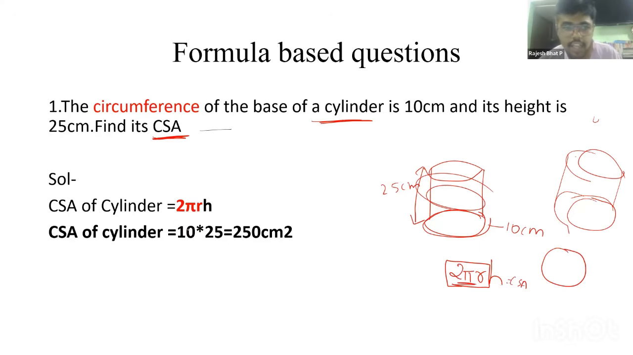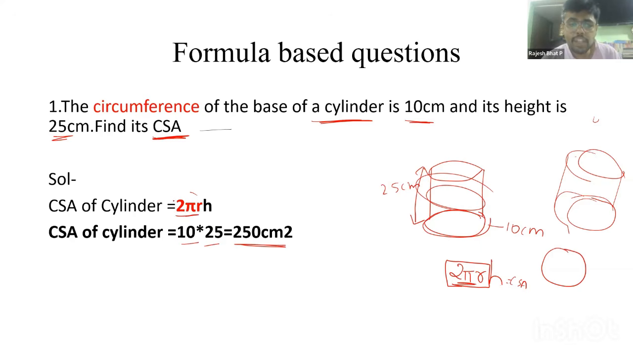Now what are they giving? They're giving you the base circumference. Okay, see in the formula, 2 pi r is directly given, which is 10. And height is 25 centimeters. So how do you get CSA? Just multiply both of them. That's all. 10 into 25. Therefore, it is 250 centimeters square.